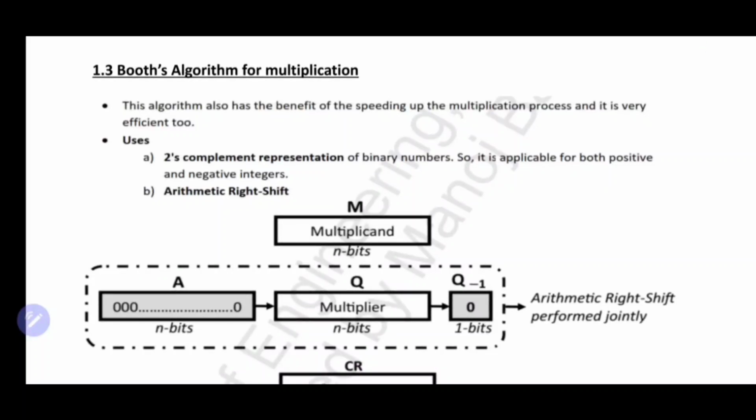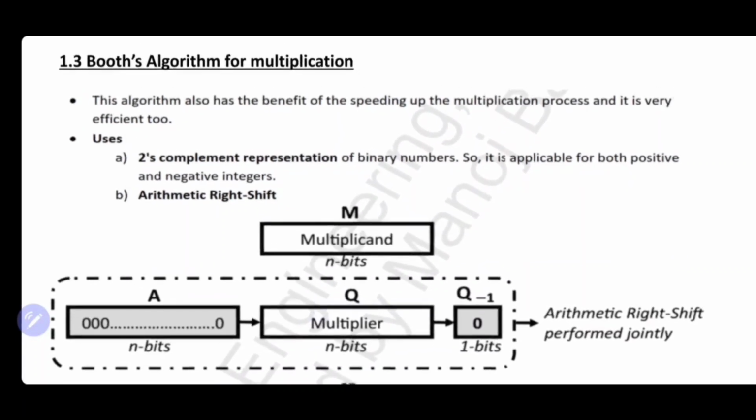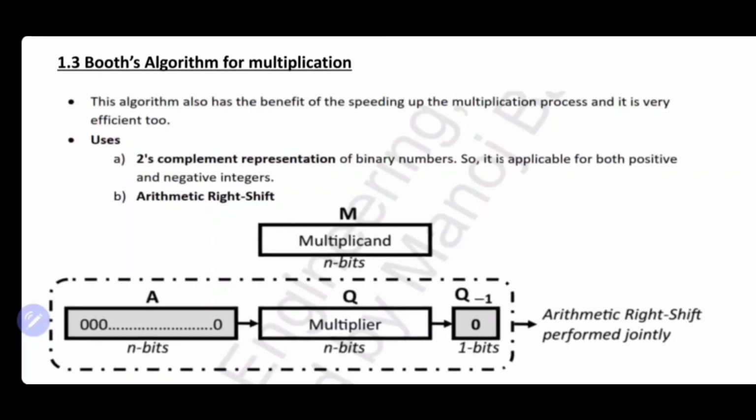Hi students, today's topic is Booth's algorithm for binary multiplication. This is the third method for binary multiplication. It will speed up the multiplication process. It is an efficient method for binary multiplication, and it uses 2's complement representation and arithmetic right shift. Since it uses 2's complement representation, it is applicable for both positive and negative number multiplication.